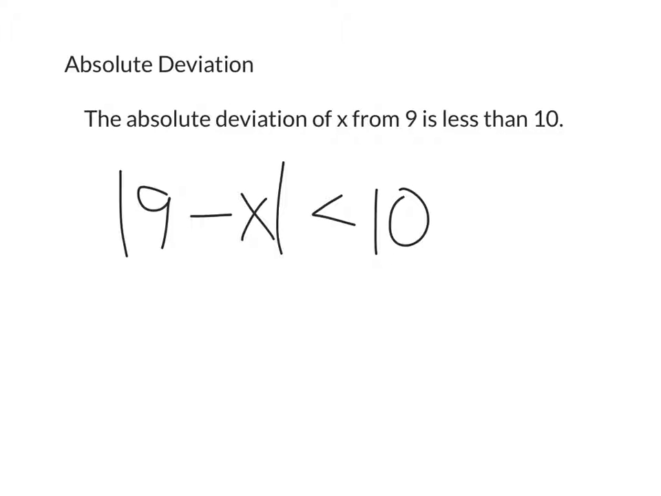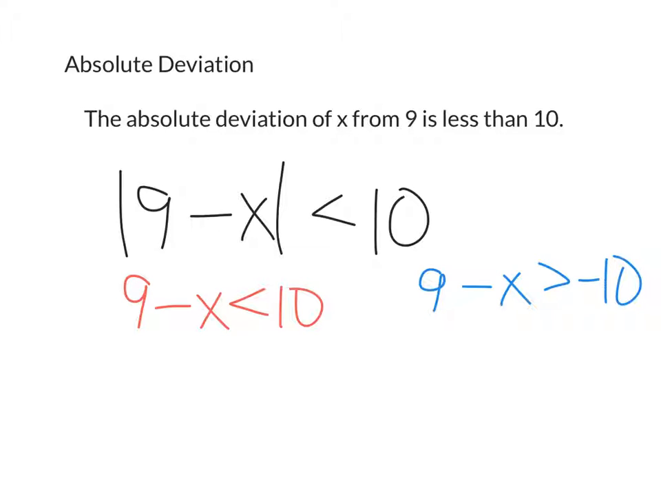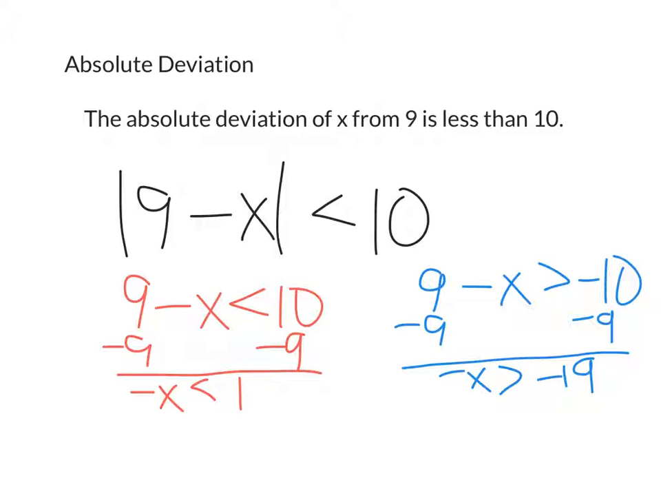Okay, so now we've got it set up, we can just solve it. First of all, we set up our two inequalities. We subtract 9 from both sides. Now we've got to multiply both sides by -1, so don't forget to flip the inequality symbol.